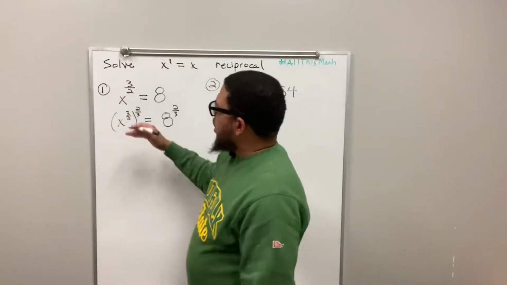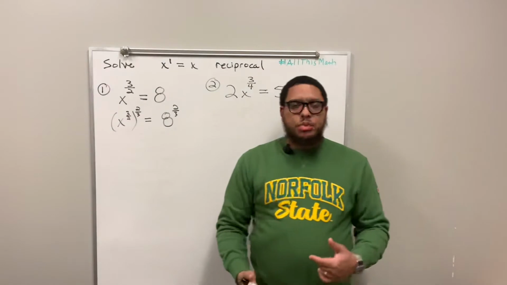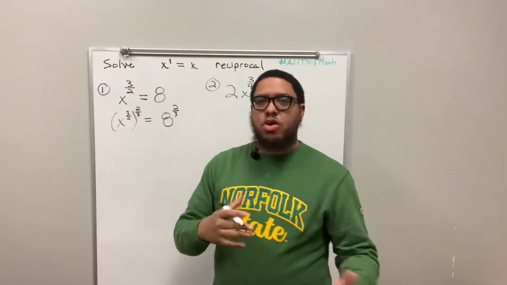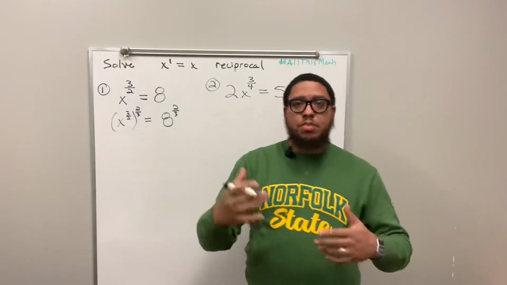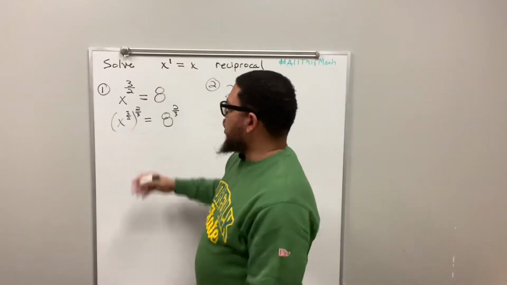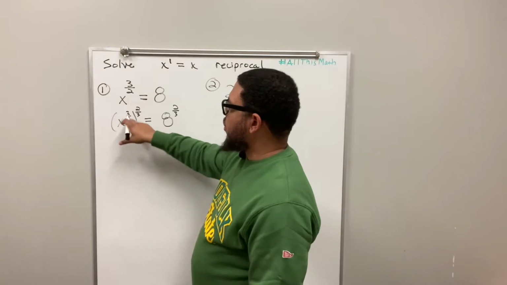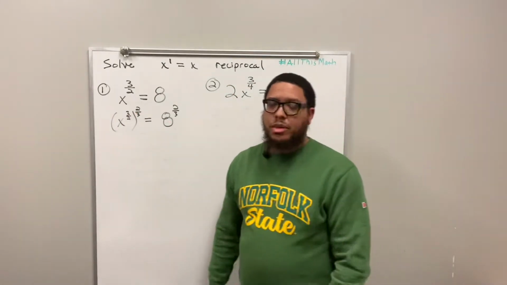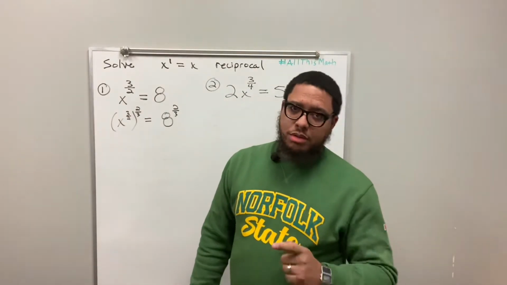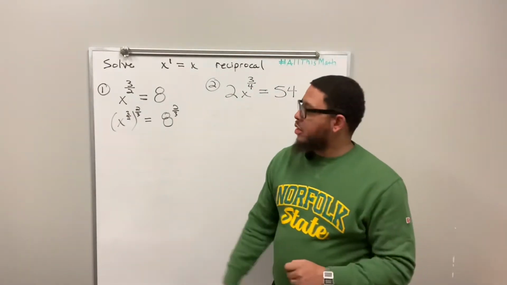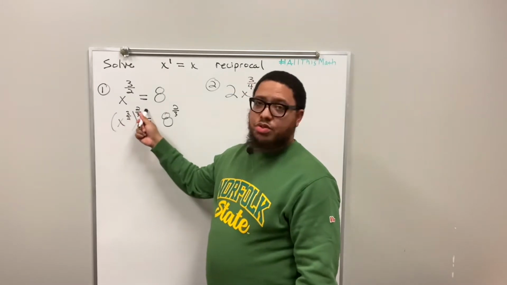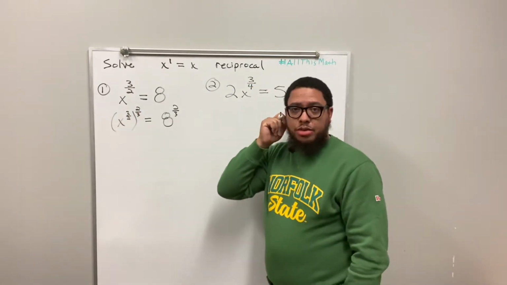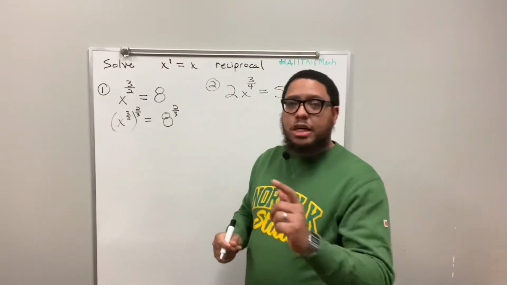Now, if we know a little bit about exponents, we know about this property called the power rule, or some textbooks call it the power of a power rule. When you have an exponent inside the parentheses and an exponent outside the parentheses, what do you do with those exponents? You multiply them together. 3/2 times 2/3. If you write that down on your paper, it's going to equal 1.